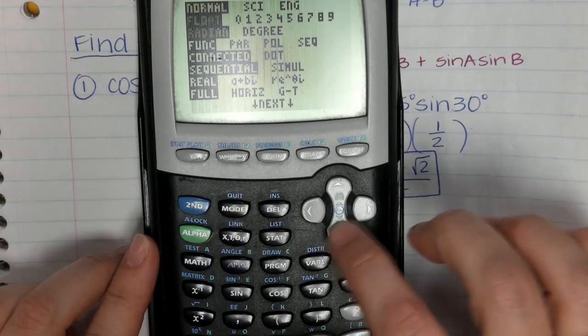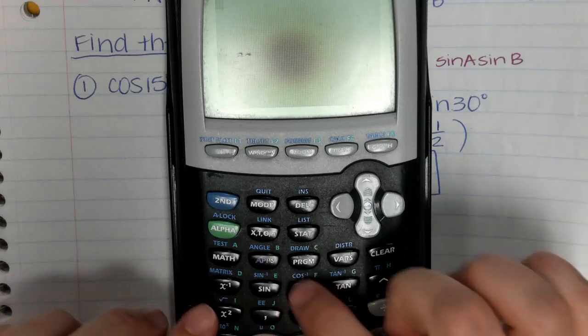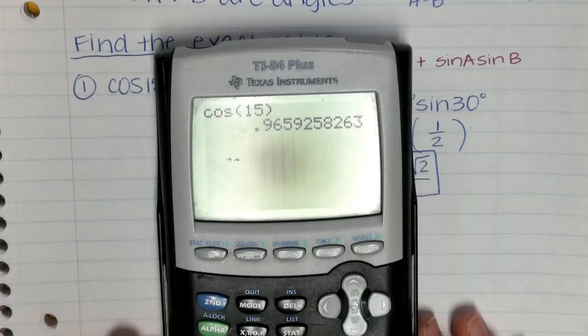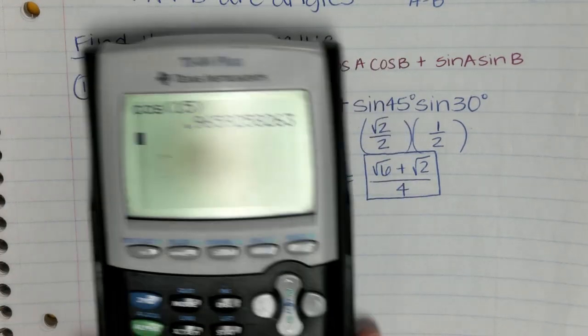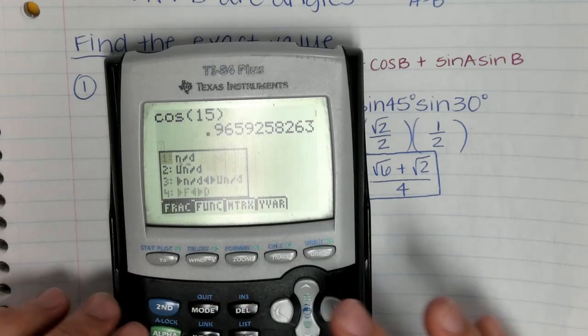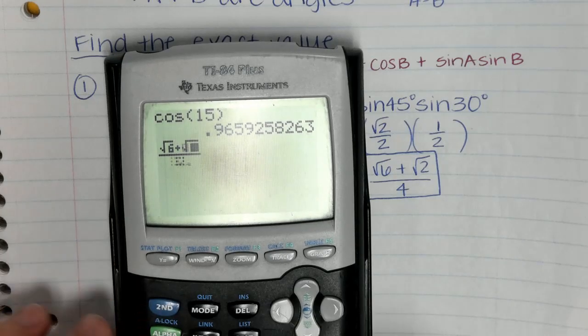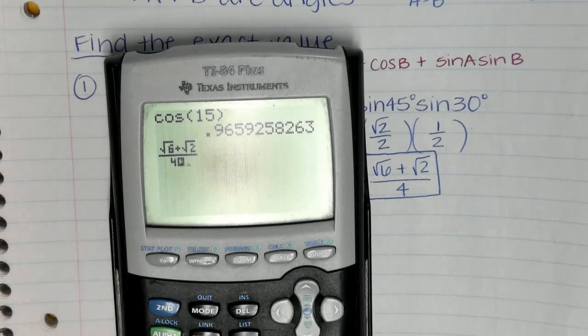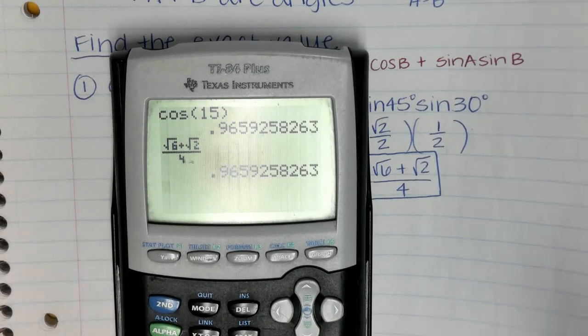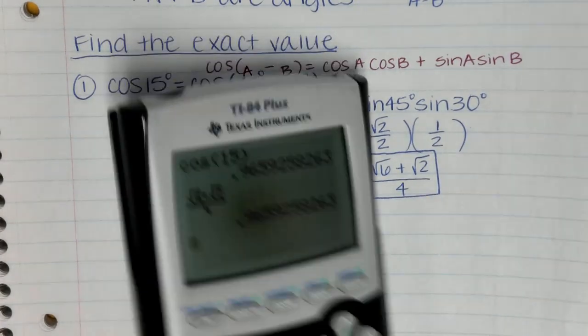Let's put my calculator into degree mode. I'm going to show you, what did we find? We found the cosine of 15 degrees, which is an ugly decimal. But let's just see here. The square root of 6 plus the square root of 2 over 4. Okay, good. They're the same. They are the same, but that's an ugly answer, and that's a beautiful, exact answer.